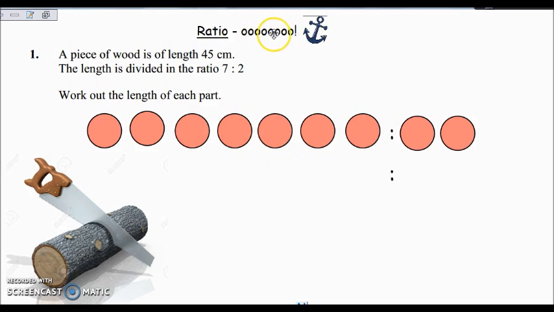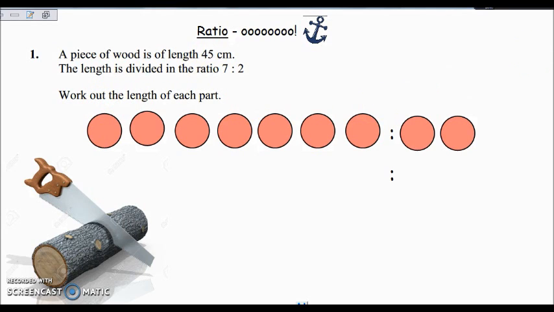So the ratio O comes into action here because I've got 7 parts of my ratio here and 2 parts of my ratio there. So I draw a circle, or an O, for each part of the ratio. So I've got 7 circles there, and on the right hand side I've got 2 circles for my 2. And that shows me what I need to divide my 45 centimeters, the whole piece of wood, into equally. So there are 9 parts of the ratio in total. There are 9 circles.